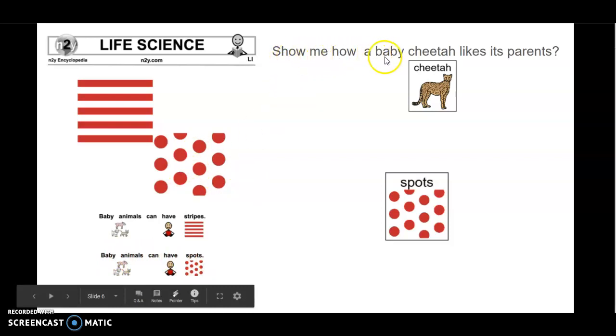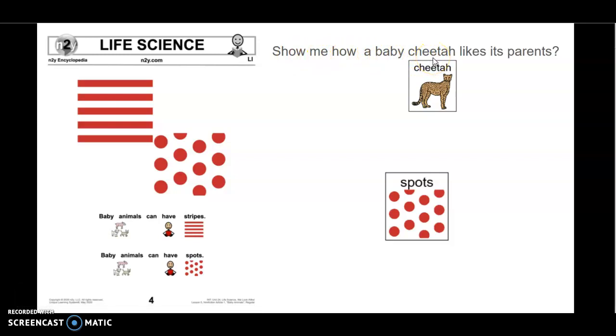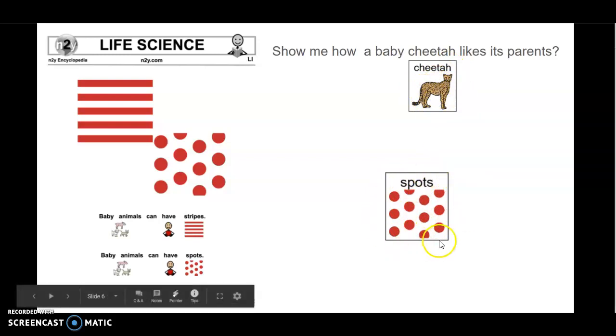Show me how a baby cheetah looks like its parents. The cheetah right here, he has spots. Yes, a baby cheetah has spots like its parents.